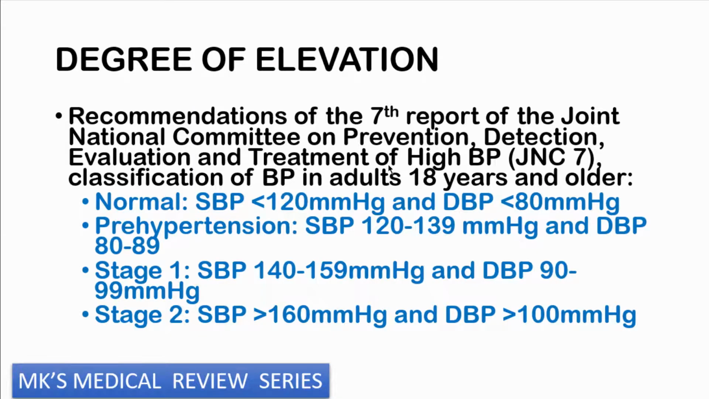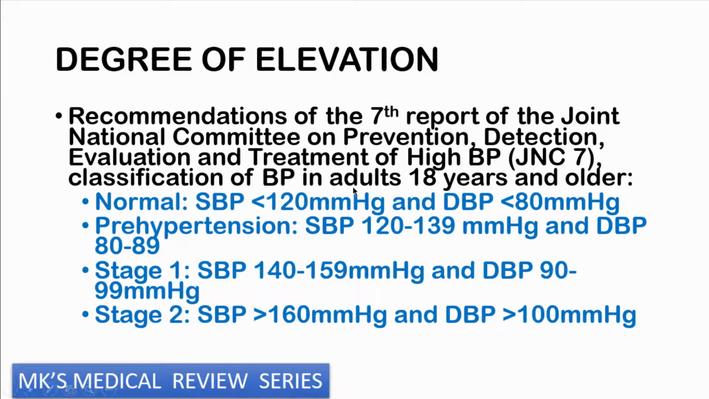So according to the degree of elevation, there are some recommendations that were made from the 7th report. I think there should even be an 8th report right now of the Joint National Committee on Prevention, Detection, Evaluation, and Treatment of High Blood Pressure, the JNC7. There should be a JNC8 now that classifies the BP in adults that are aged 18 and above as follows.